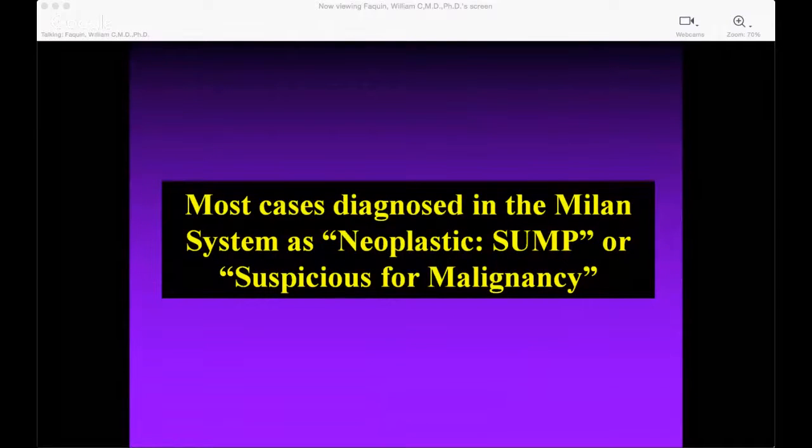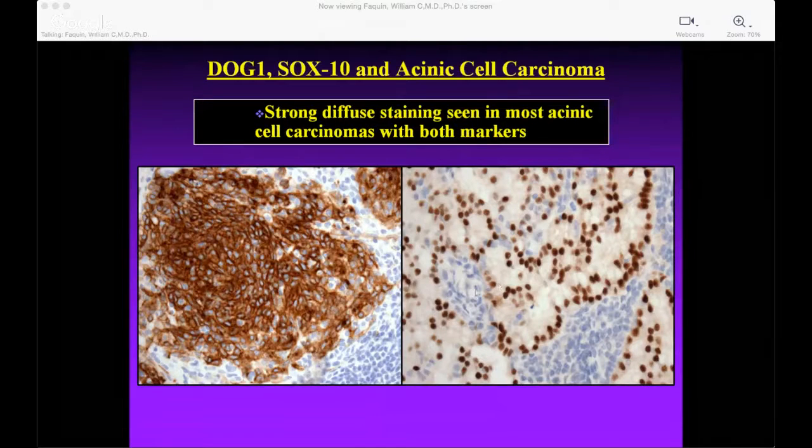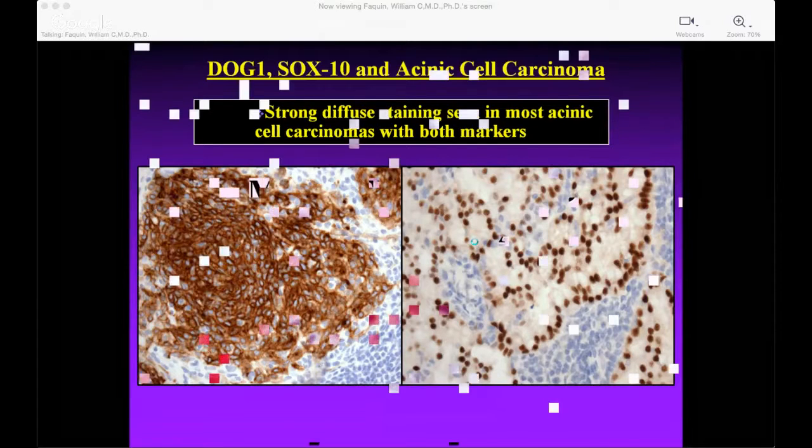Most cases are diagnosed either as neoplastic, uncertain malignant potential, suspicious for malignancy, or if you have material for ancillary studies, you can sometimes get all the way to malignant. And that's because there are two immunohistochemical markers that can be very helpful for making the diagnosis of acinic cell carcinoma. Those are DOG1 shown here on the left, which is strong diffuse cytoplasmic and membranous staining, and SOX10 here on the right, which should show strong diffuse nuclear staining. And together, these are very, very good for diagnosing acinic cell carcinoma.